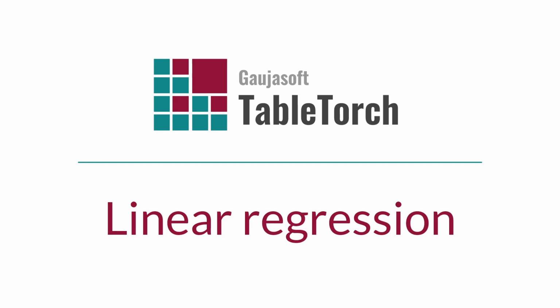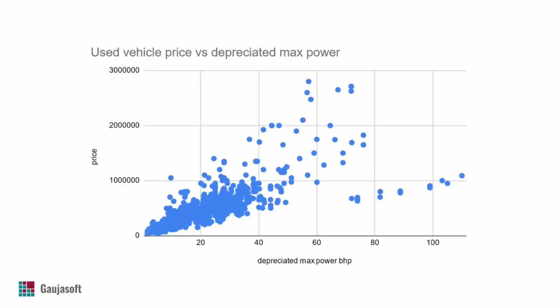GauessUp TableTorch is an add-on for Google Sheets. Let's explore its linear regression function. Each point on this chart represents some used vehicle's price and depreciated maximum power. These two variables have a Pearson correlation coefficient of 0.86.